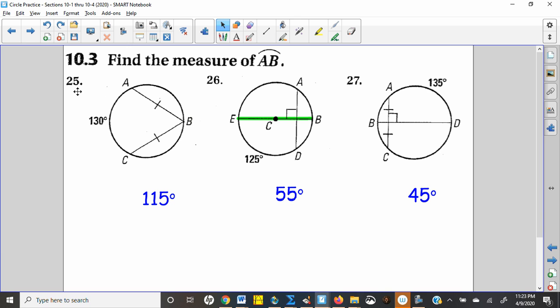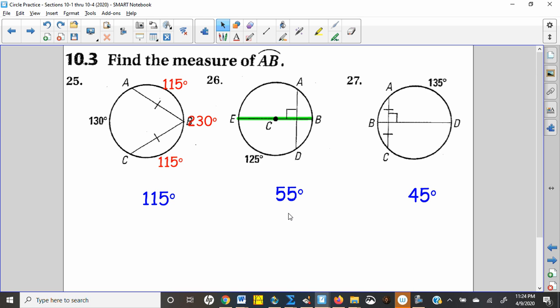What we've got with 25 is a direct application of Theorem 10.3. We know 360 degrees will go around the entire circle, and so I can subtract 130 from 360 and determine that the rest of the circle is 230. But Theorem 10.3 tells us that congruent chords intersect congruent arcs, including arc AB, which is the answer.